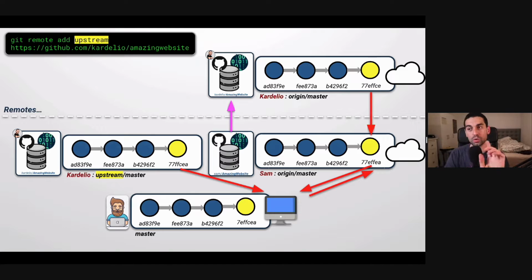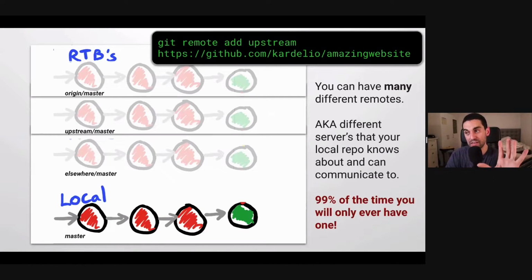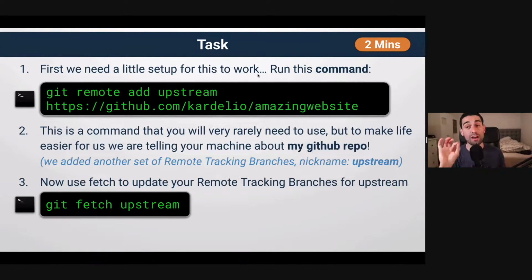So we're just setting up the remote now to make life easier for us a little bit later. So if you have problems at this stage, please let me know. But for now, please run that command, git remote add upstream. You can call it whatever you want, just call it upstream so that we all stay together. And then the URL to my original repo, which is Cordelio/amazing website. Please do that now. Once you've done that, run git fetch, but don't forget to add the word upstream to it afterwards.